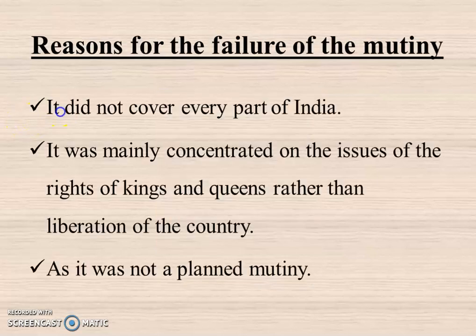Now next, results of the mutiny. Now, though many kings, queens and soldiers struggled hard to drive out the British, it became an utter failure. The reasons for the failure of the mutiny: number one, it did not cover every part of India. Second, it was mainly concentrated on the issues of the rights of kings and queens rather than the liberation of the country. Third, it was not a planned mutiny.